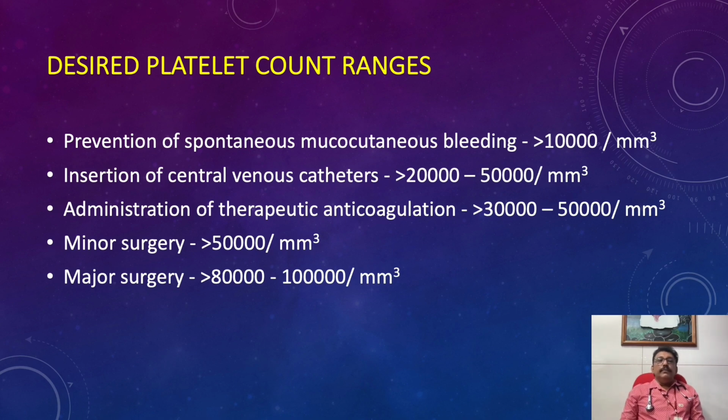If you want to prevent spontaneous bleeding, you can keep the platelet count more than 10,000. For central line insertion, you can keep it above 20,000. Anticoagulation, if you want to give for conditions where the patient is having stroke or myocardial infarction, you have to keep it around more than 50,000. Minor surgery, you keep it above 50,000. Major surgery, keep it above 1 lakh.